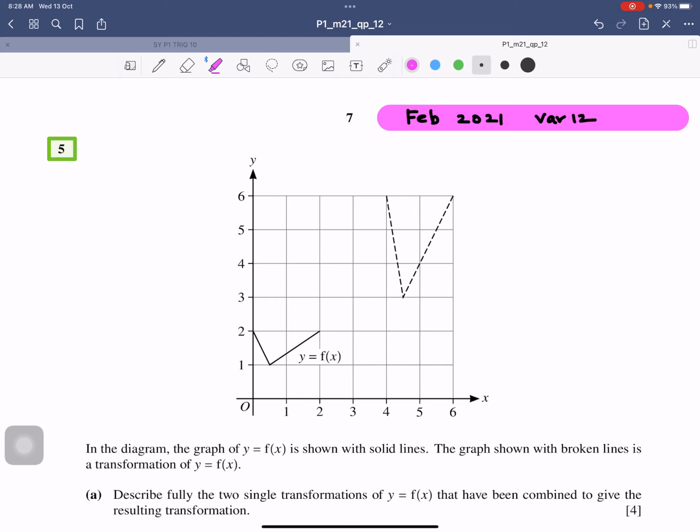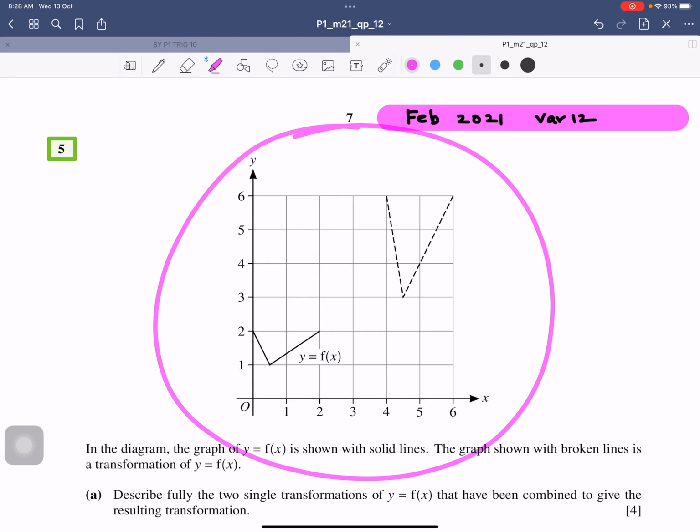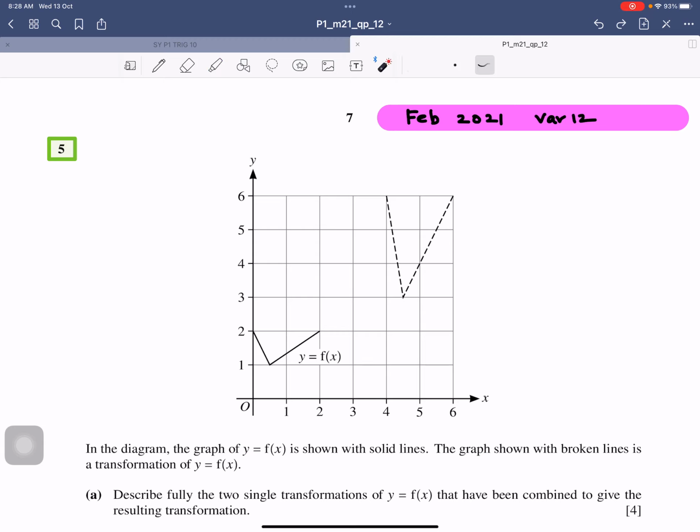Let's look at this question. This question is about transformation of graphs. Now, my strategy is whenever you have a question that has a diagram in it, instead of reading the question, first scan the question. This question has this diagram in it. This diagram shows a graph y equals f(x), and there is a dotted graph.